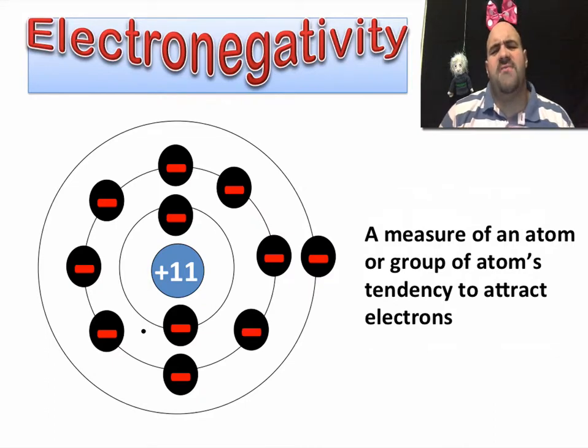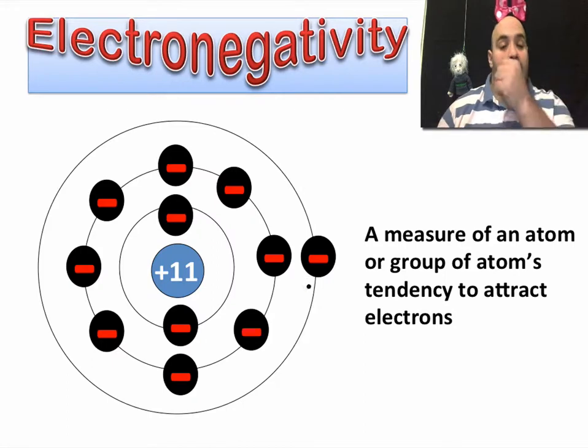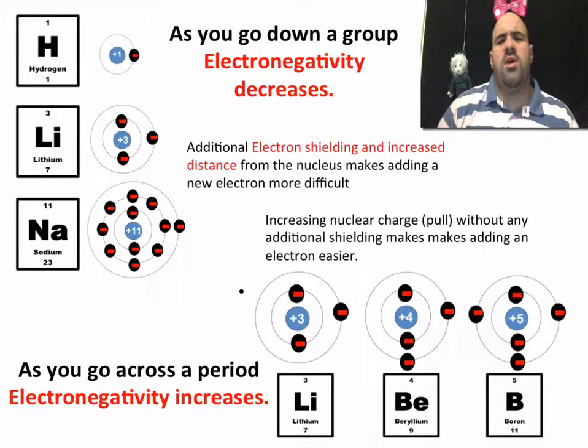So electronegativity, recall that electronegativity is basically an atom or group of atoms' tendency to attract electrons. How badly does sodium want to attract another electron? And if we recall, sodium is going to actually want to lose an electron. It's not going to have a very high electronegativity. And we'll talk about trends.